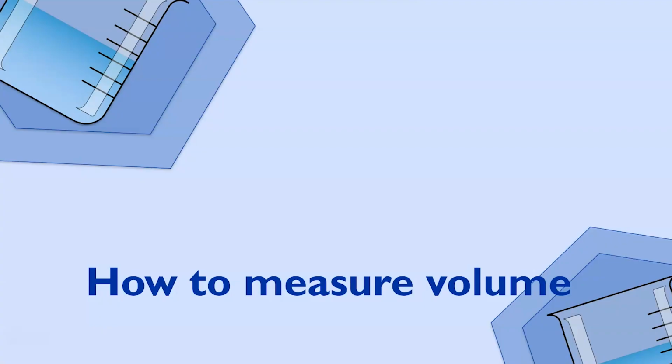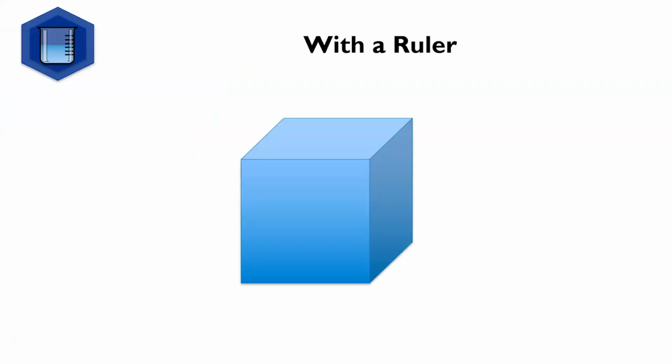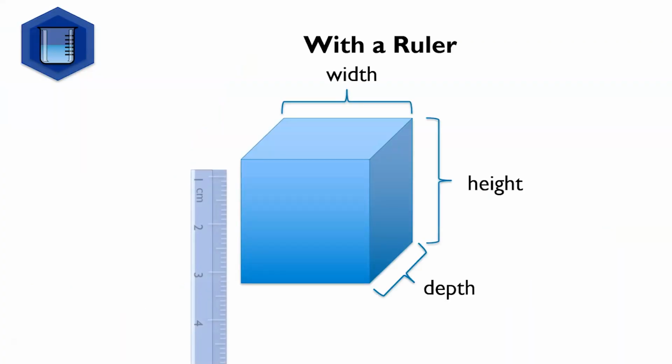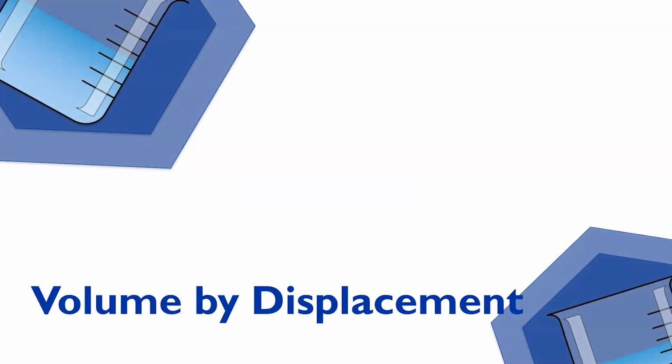So how are we going to measure volume? You may remember from your math class that you can measure the volume of an object by measuring its dimensions, or its length times its width. If we have a cube, it's pretty easy. We can use a ruler to measure a cube's length, width, and height. But what if the object is very thin or has an irregular shape? In that case, we need to measure the volume by displacement.